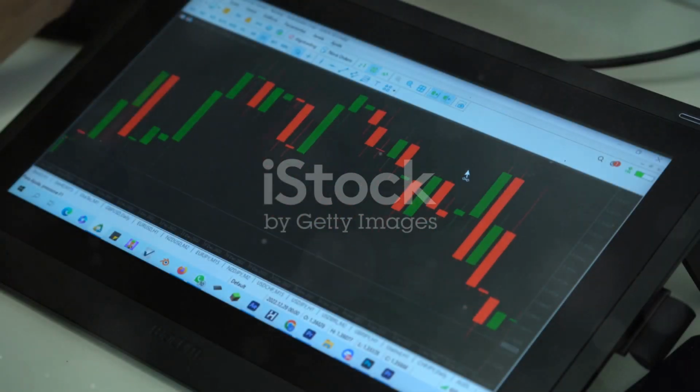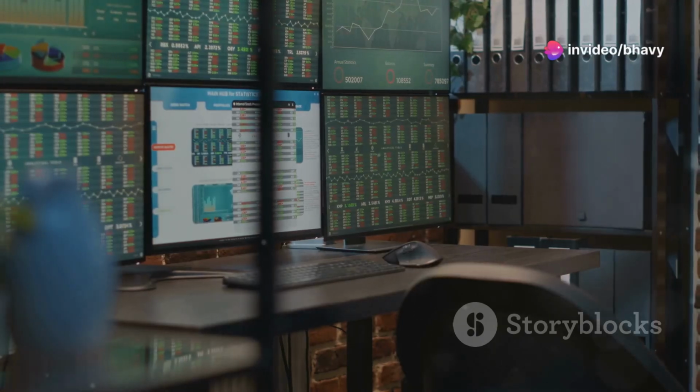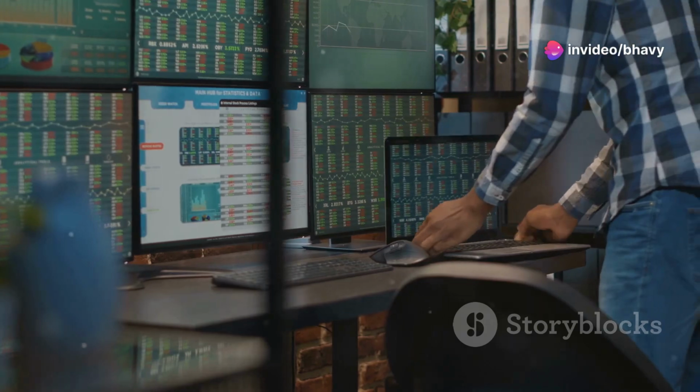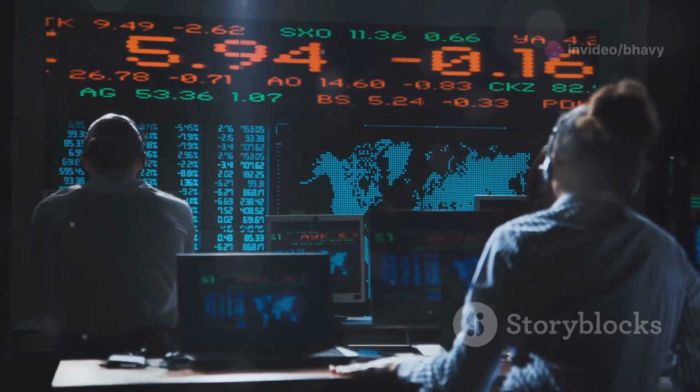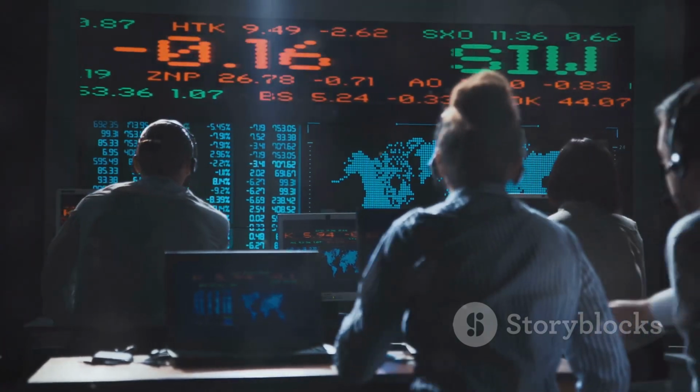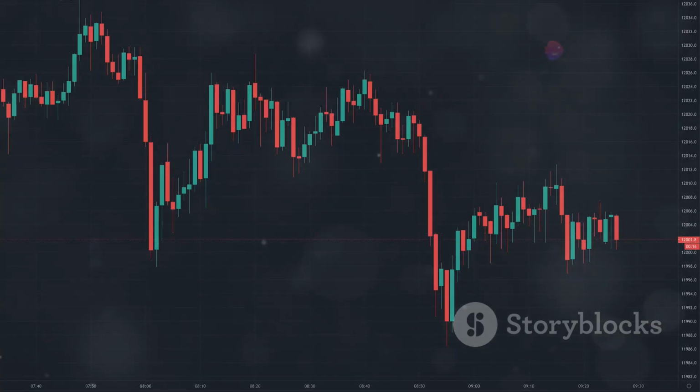Section 10. The enduring legacy of candlestick patterns. Despite the advent of sophisticated trading algorithms and high-frequency trading, candlestick patterns have retained their relevance and value in today's fast-paced financial markets. Their enduring legacy is a testament to their ability to provide insights into market psychology and offer a timeless language that transcends cultural and technological barriers.